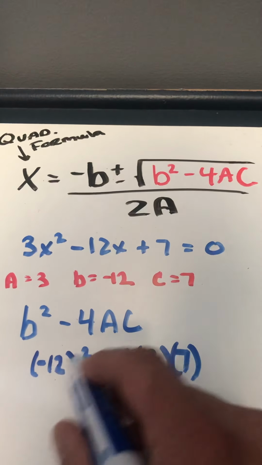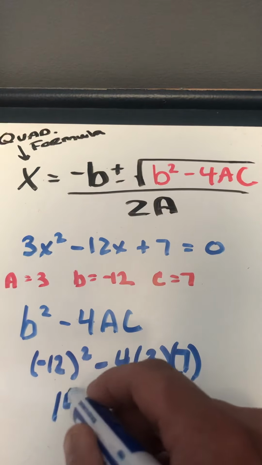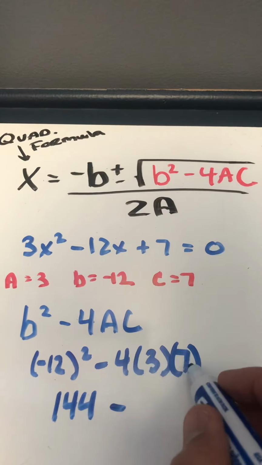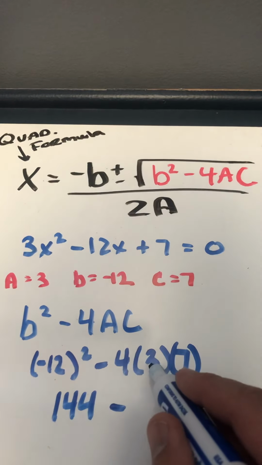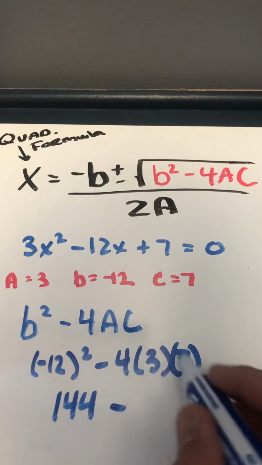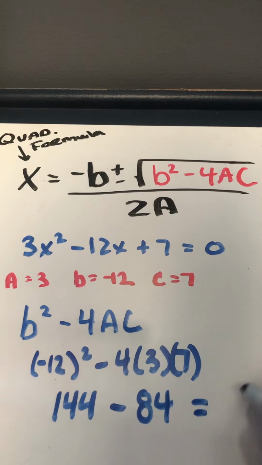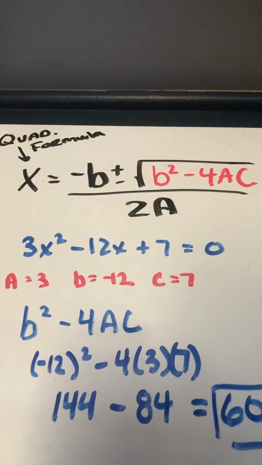Simplification allows us to do the exponent first. That's positive 144 minus whatever 4 times 3 times 7 is. 4 times 3 is 12, and 12 times 7 is 84. When I subtract that, I end up with 60. 60 is the value of the discriminant. We would use that number to make a determination about the number of solutions. You can find out how to do that in the next lesson.